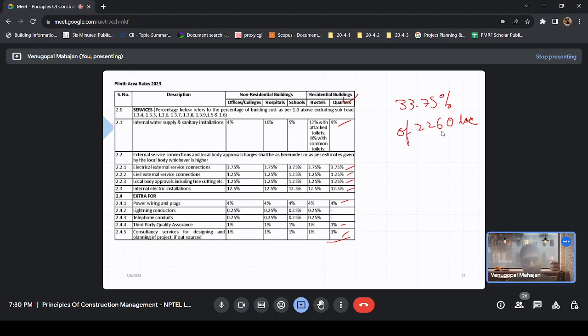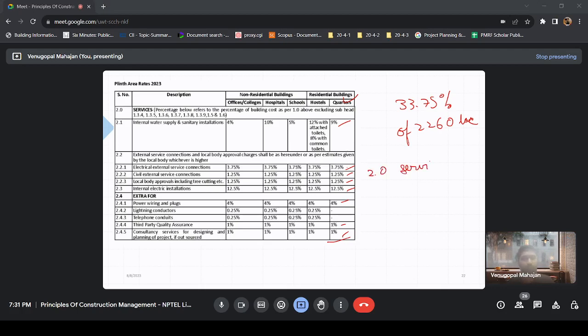Is it correct? Yes, sir. Okay, so how much is this? $762.75. So let's make it 763 lakh. Yes, this is your services cost.